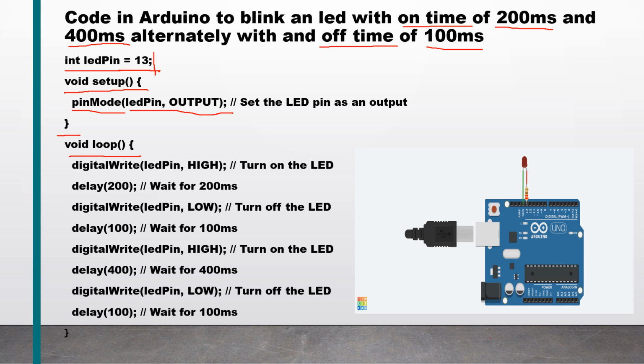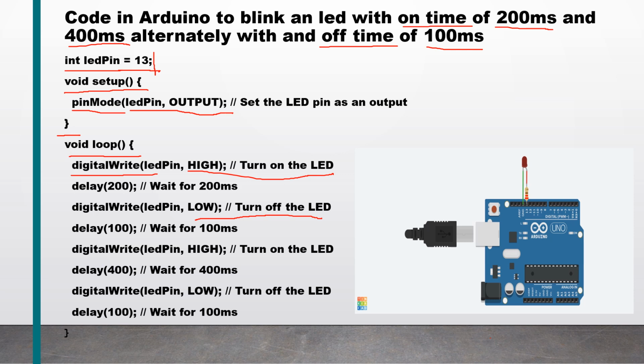Inside void loop, digitalWrite is written. What's the use of digitalWrite? DigitalWrite writes a HIGH or a LOW value to a digital pin. HIGH means high voltage so that the LED turns on, and LOW means low voltage so that the LED turns off. Here we turn on the LED for the on times of 200 milliseconds and 400 milliseconds, and turn off the LED for the off time of 100 milliseconds each.